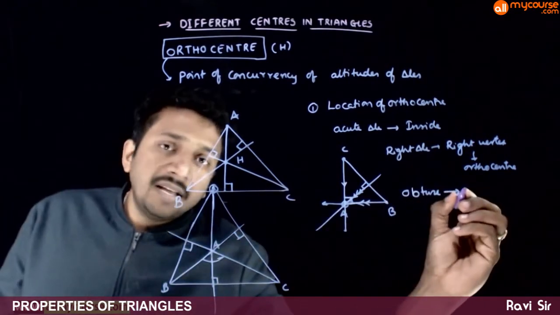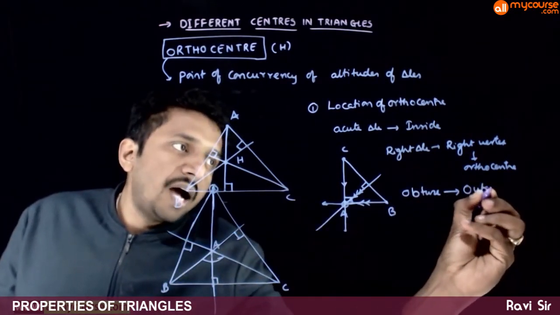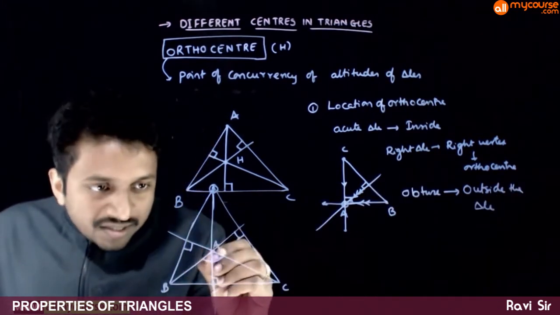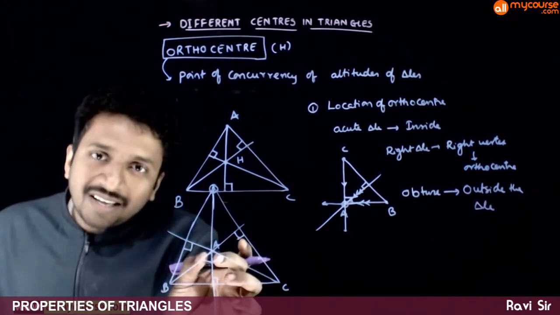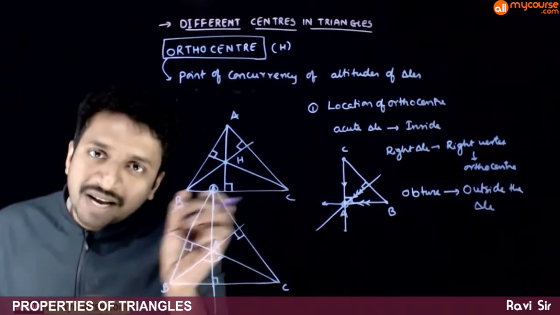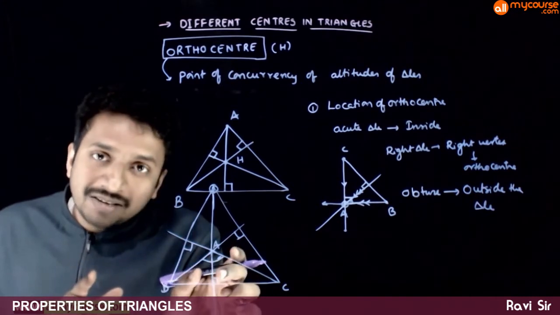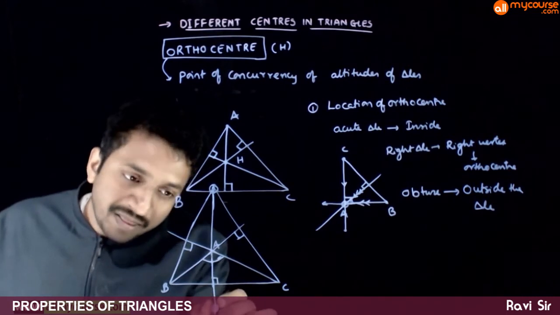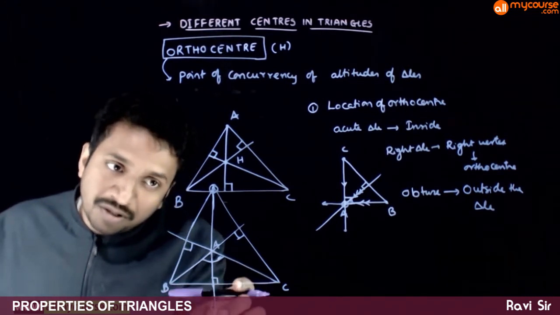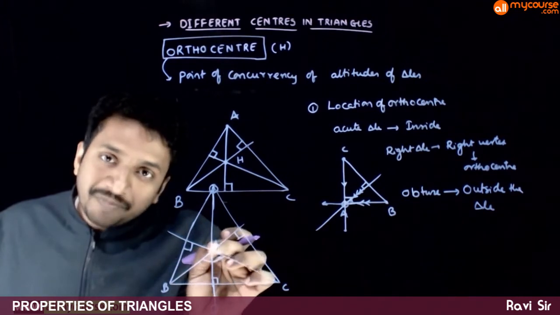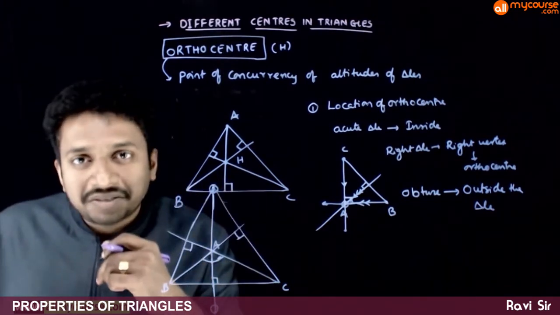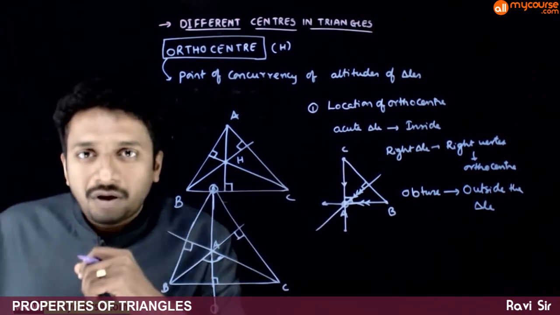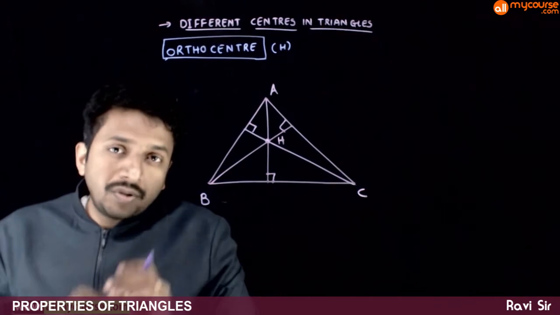So for an obtuse angle triangle, the orthocenter lies outside the triangle, towards the obtuse angled vertex. We have seen that for an obtuse angled triangle, the circumcenter also lies outside the triangle, but towards the hypotenuse side. The circumcenter lies on the side of the hypotenuse. The orthocenter lies on the side of the obtuse vertex. I hope you understood the first point about the location of orthocenter. So let us go to the next point.